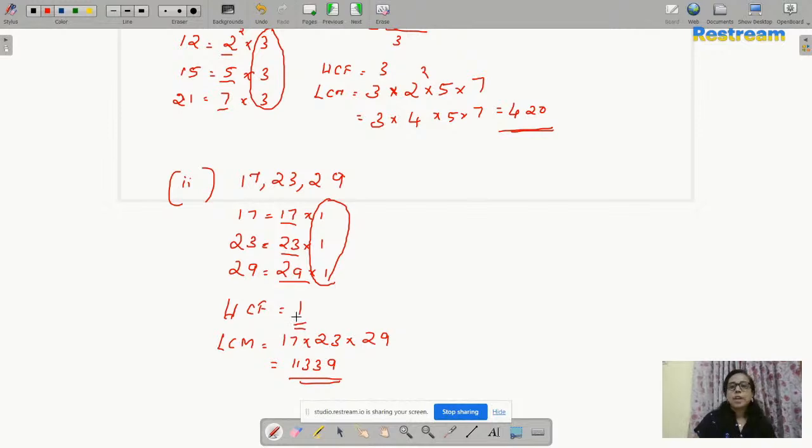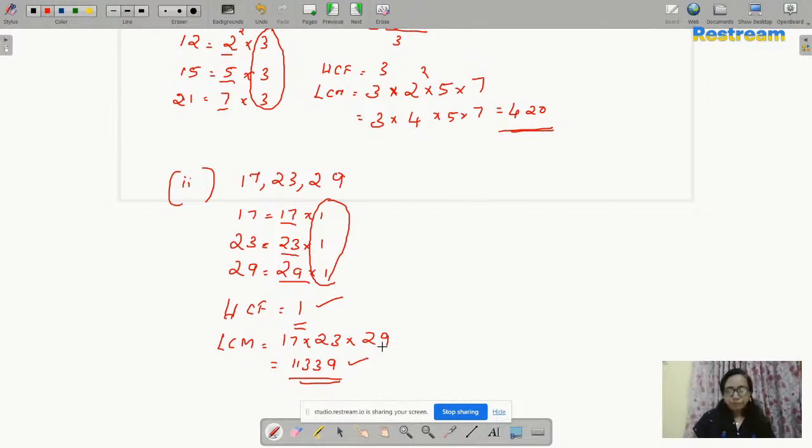Okay, HCF and LCM. You have to understand, children, that 17, 23 and 29 are co-prime numbers. There is another name: if there is only 1 as the common factor, we can say that those numbers are co-prime numbers. Do you understand the meaning of co-prime numbers? No common factors are there, only 1 is the common factor. Except 1, no other common factor. So these numbers are known as co-primes. So here 1 is the common factor, that is HCF is 1. LCM is equal to 11339. Okay, I hope all of you understood this one.